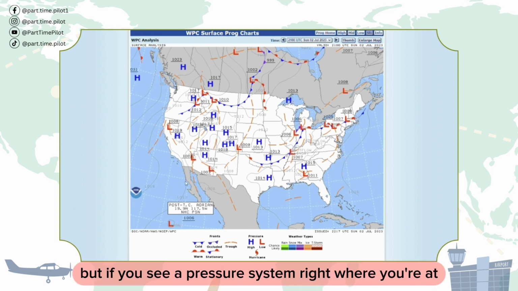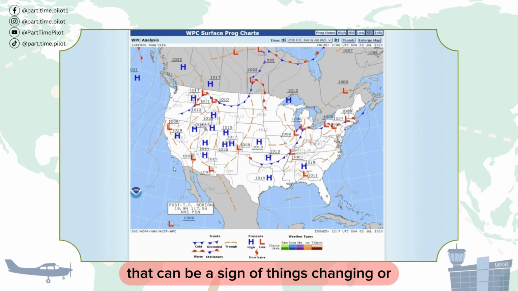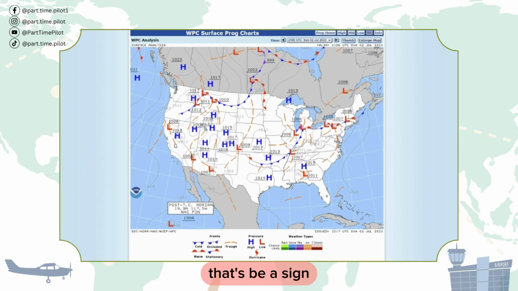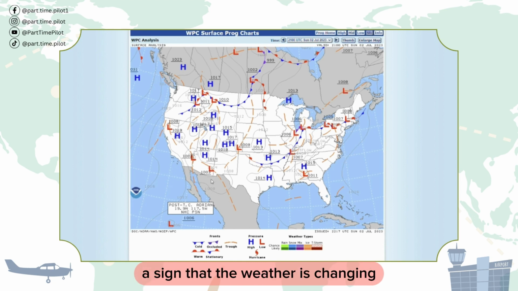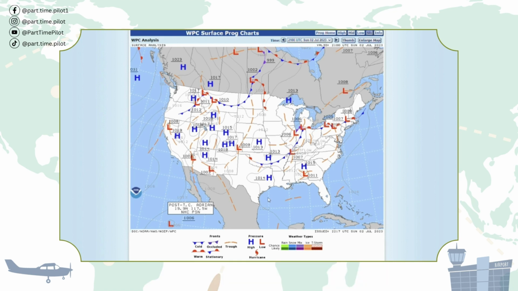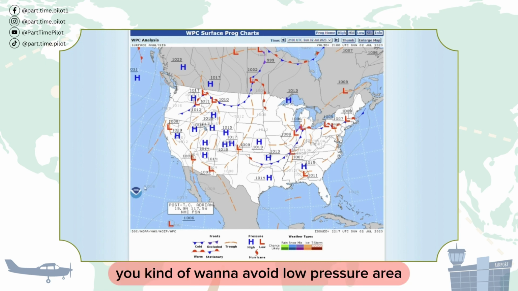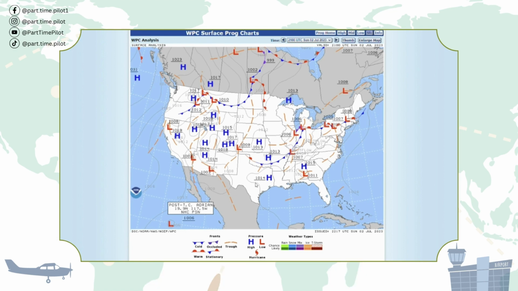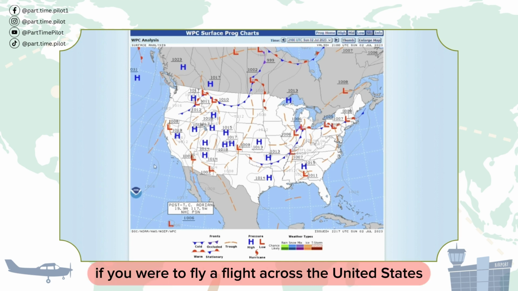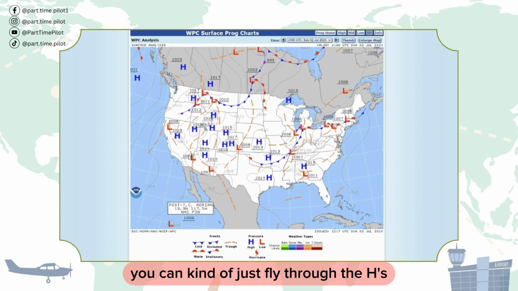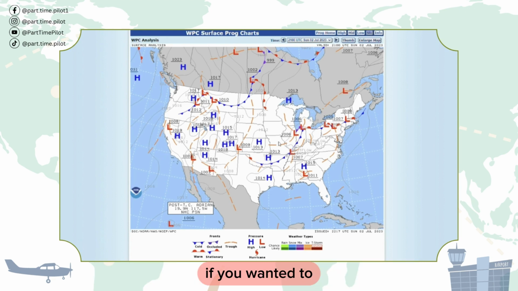But if you see a front right where you're at, or maybe a front to the left or right of you moving in a direction, that's a sign that the weather is changing and you might get adverse weather. When different air masses mix, that's what creates weather. And you want to avoid low pressure areas. Low pressure is usually associated with worse weather. If you were to fly across the United States, you can just fly through the H's if you wanted to.